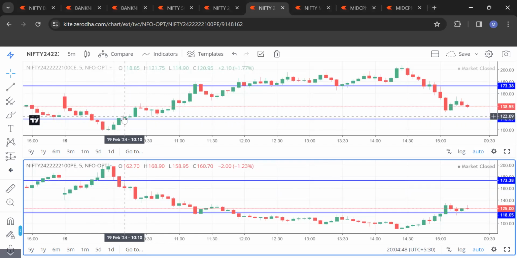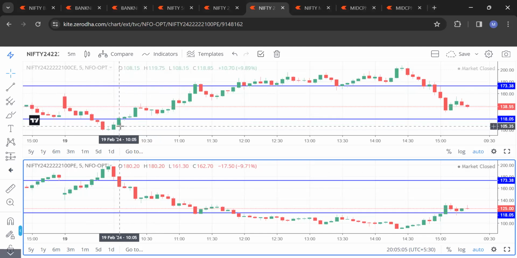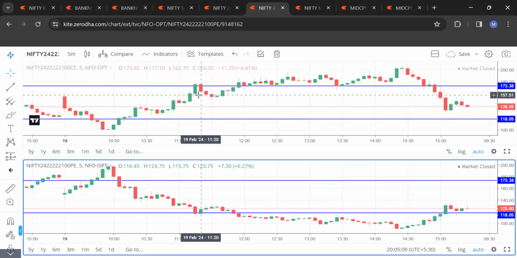Your stop loss, please, don't talk in between. When you bought it, your stop loss will be simple. This candle closing below, this candle closing above this, that will be your stop loss, just a few points. And then you were very sure from here that it will go to 173. This went up to 173.